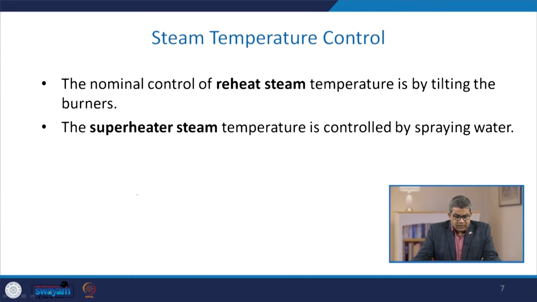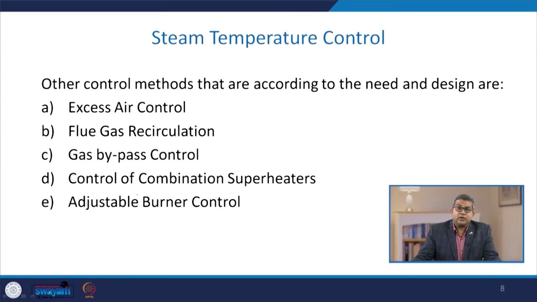Apart from this, there are certain steam temperature control devices, and usually nominal control of reheat steam temperature is by tilting the burners, and the superheater steam temperature is usually controlled by spraying water, because it always attributes towards the consumption and combustion aspect. So, you can control by spraying water.